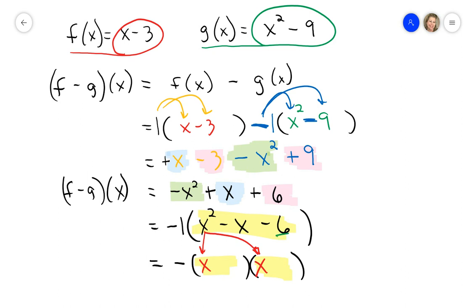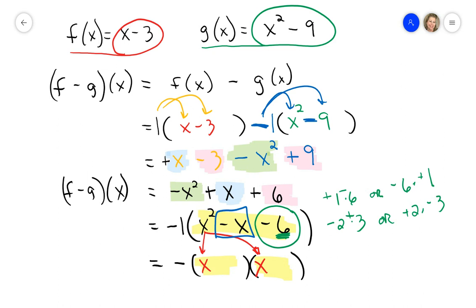And then my last term, which is a negative 6, 1 times 6 is 6, and 2 times 3 is 6. But because it's a negative 6, it's either going to be a positive 1 times a negative 6, or a negative 6 times a positive 1, a negative 2 times a positive 3, or a positive 2 times a negative 3. And you have to pick the pair that will give you a negative 1x for your middle term. So the correct pair would be positive 2 and negative 3. When you multiply them, they give you negative 6. When you add them, they give you negative 1.